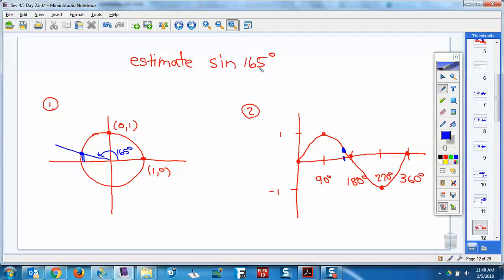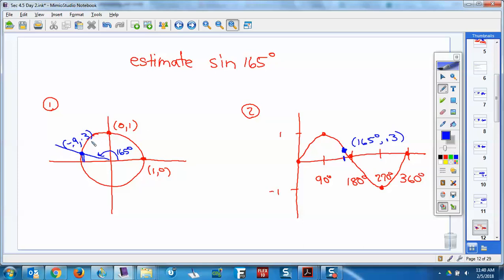Okay? So estimating sine of 165, this is the point 165 degrees and about 0.3. This is right here, we said this is about negative 0.9 and 0.3. So what's the sine of 165 on the unit circle? It's the y value, 0.3. Here on this graph, it's the output when you put in 165 degrees, about 0.3.